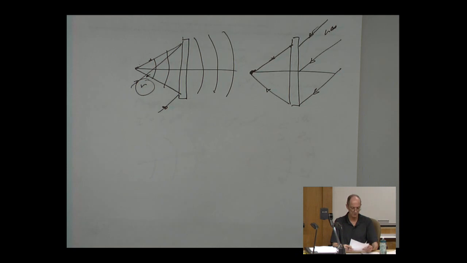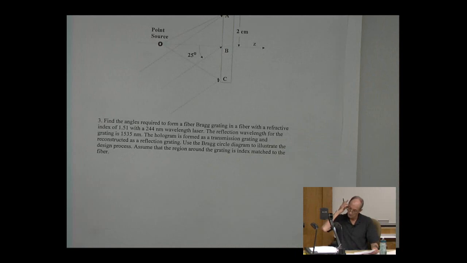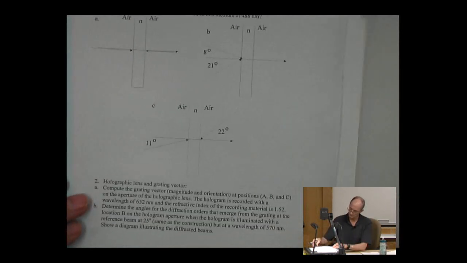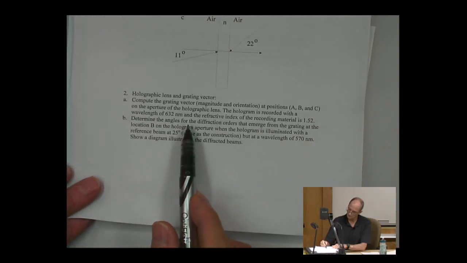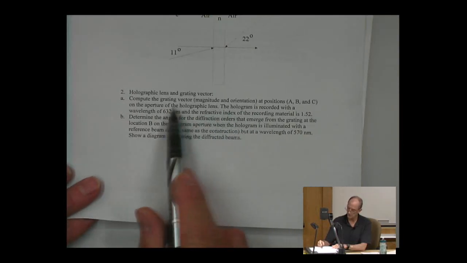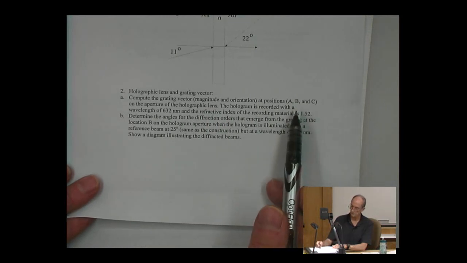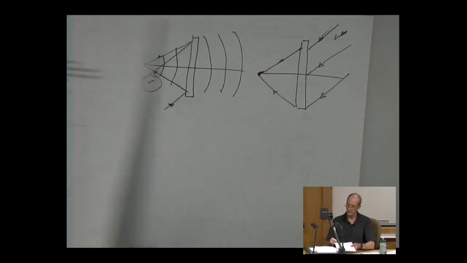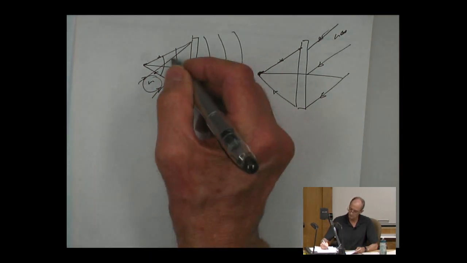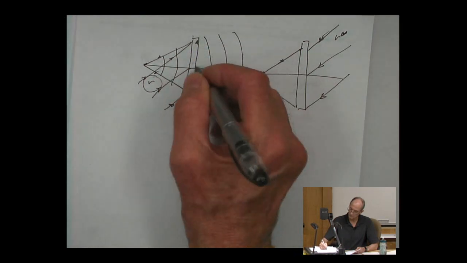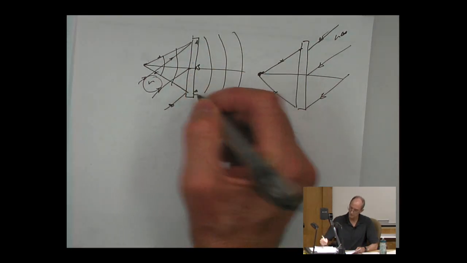Looking at this homework problem now, since we're talking about lenses, oh, that's the wrong problem. Here it is. We have a holographic lens, and I asked you to compute the grating vector at these different points. We'll get to that in a minute. Here we have A, B, and C, I believe.